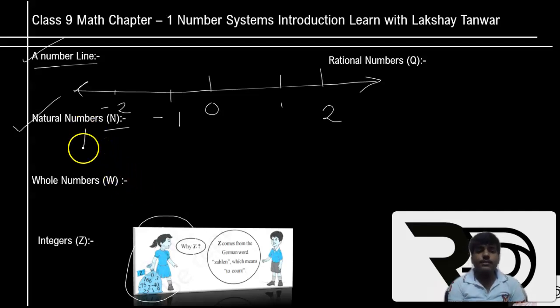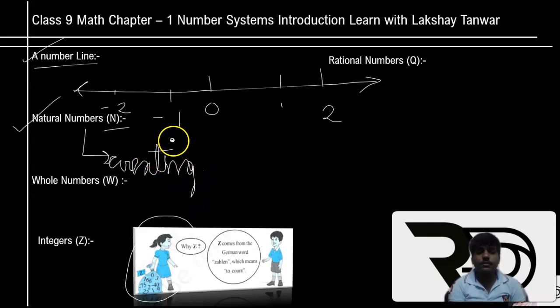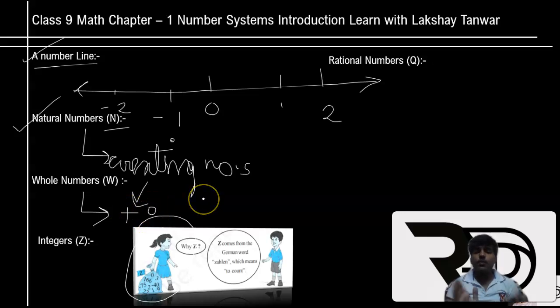So what are natural numbers? Natural numbers are your counting numbers. But when you add 0 to this list of counting numbers, it becomes whole numbers. So counting numbers plus 0 gives me whole numbers, as simple as that. Whole numbers are depicted by the capital letter W. I hope everything is clear.